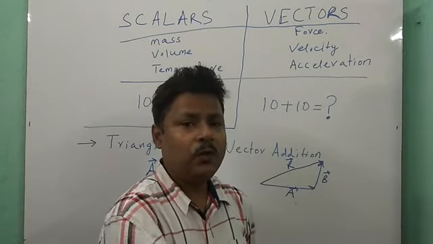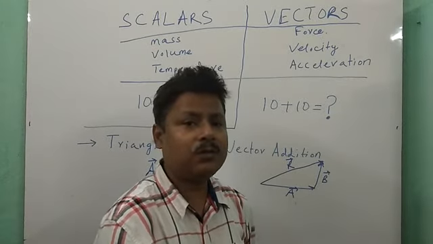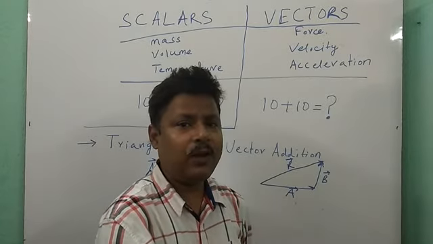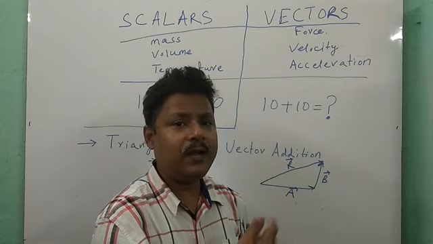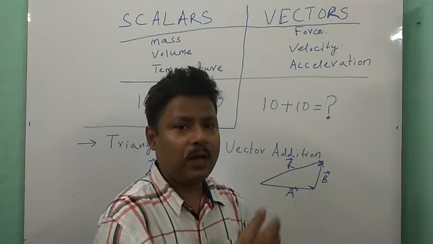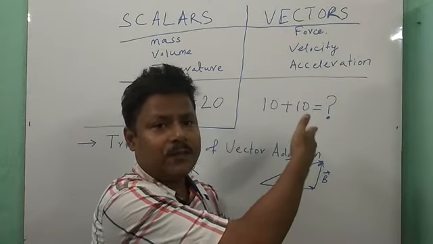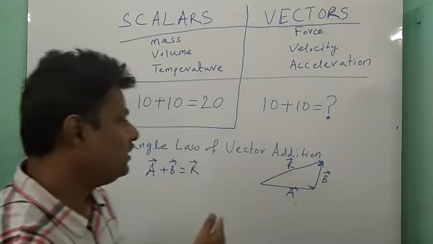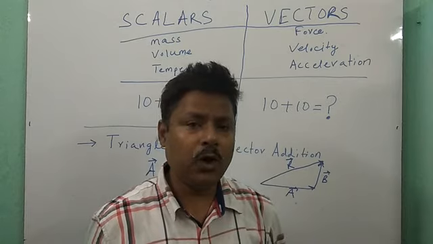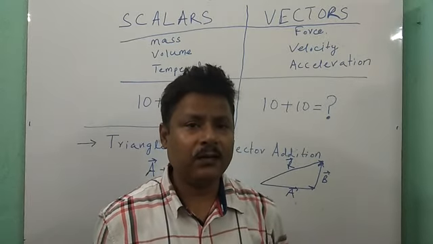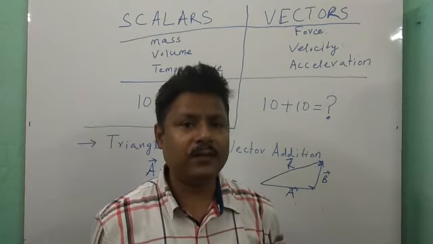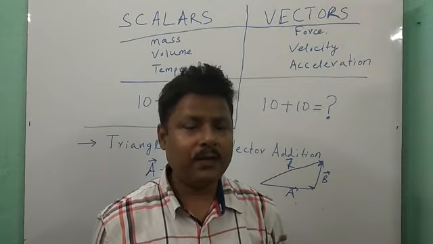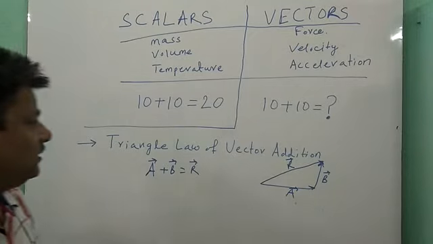So for this we have to apply some different laws or different calculation methods for calculating the resultant, or the output of this summation, which is one vector plus another vector. You just see, there are two laws of vector addition. They are called the triangle law of addition and the parallelogram law of addition. Now, what is the triangle law of addition? Let us just see here.